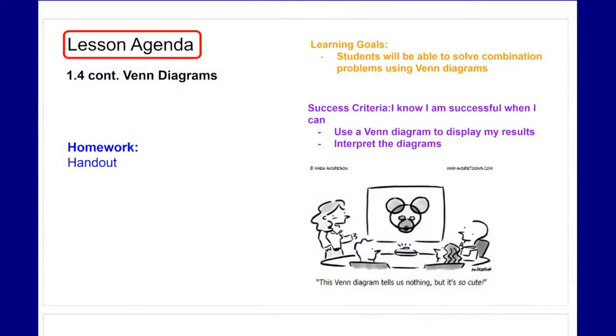In today's lesson, we are going to be looking further at Venn diagrams. We've looked at Venn diagrams previously to try to visualize some probability scenarios, looking at different events and whether they overlap or how they overlap. So we're just going to be looking further at that, just to get more comfortable with creating them.